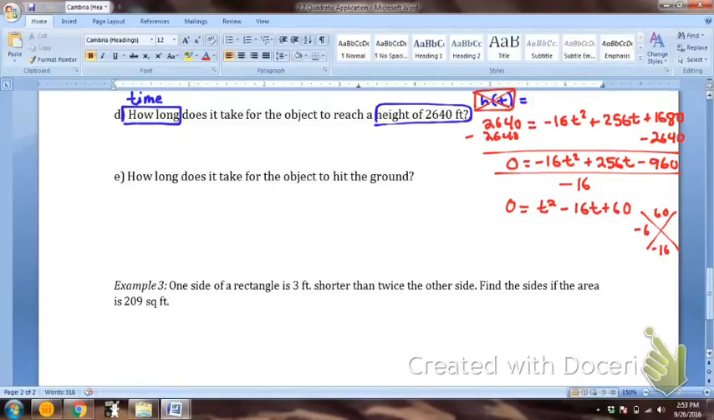We're going to choose a negative 6 and a negative 10. Would you guys agree? Yep. Okay, so I have t minus 6, t minus 10. Set each of these equal to 0, right? And I get t to be 6 and t to be 10. Which answer do I use?